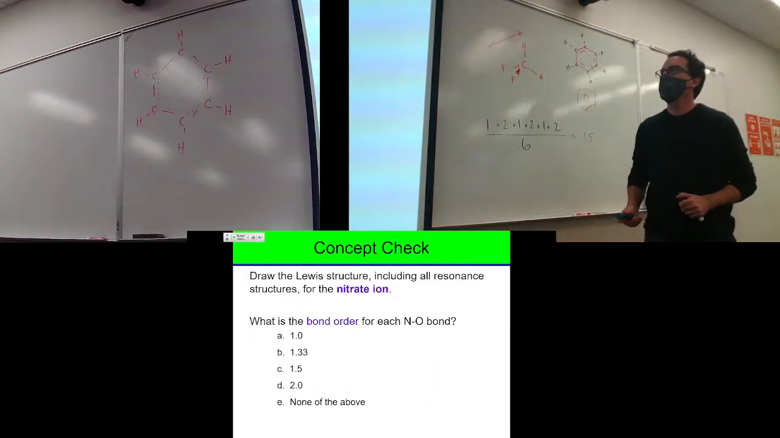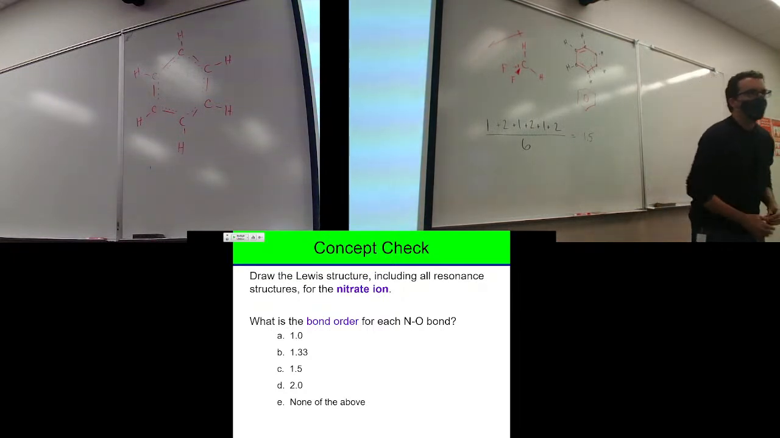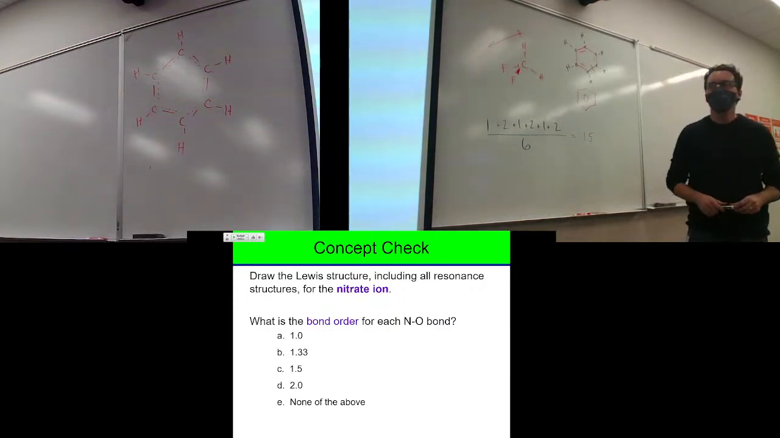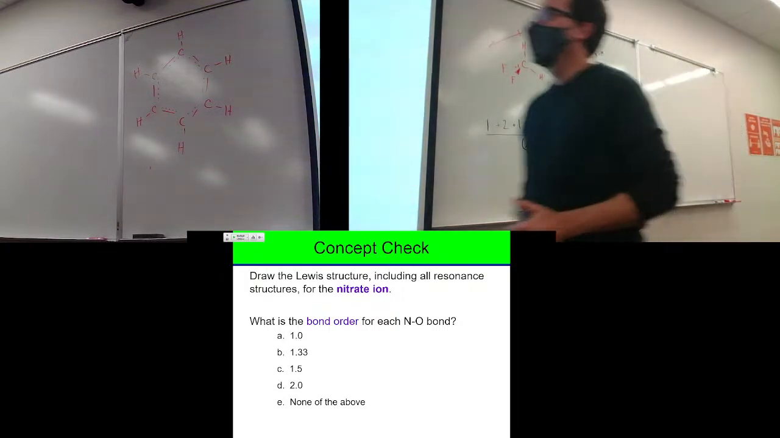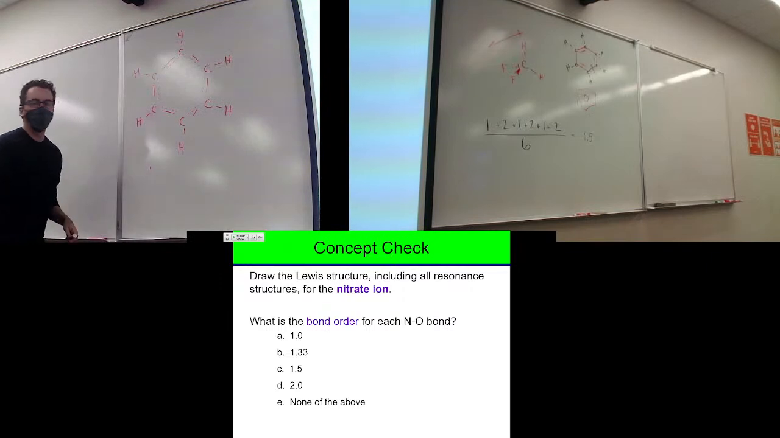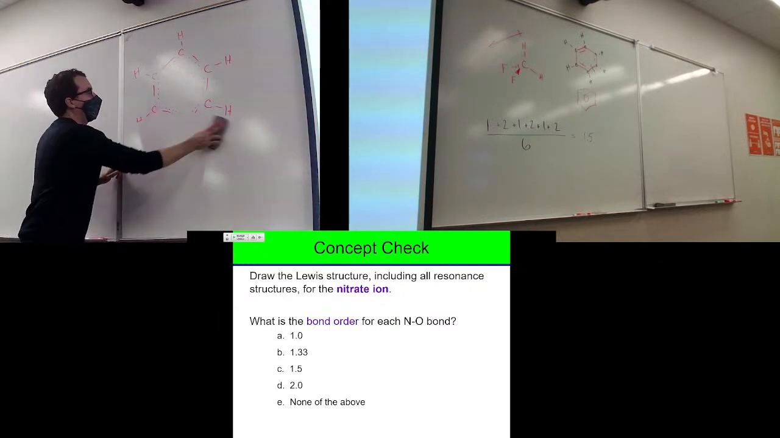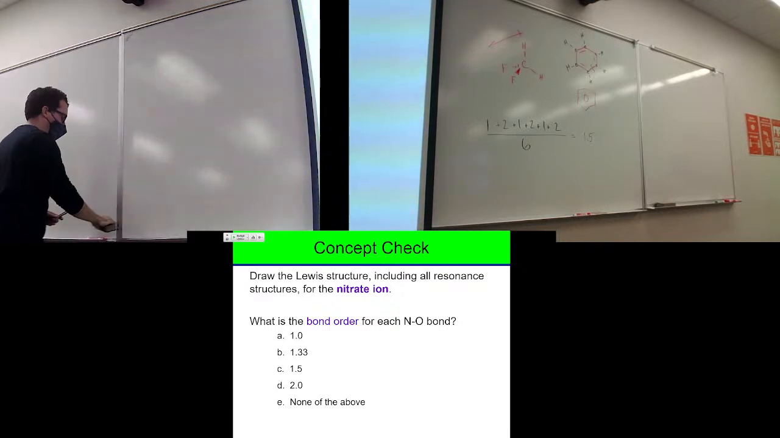So what if we did the nitrate ion? What's the bond order? So now that we know this kind of concept, what is the actual bond order in a nitrogen-oxygen bond for nitrate? So, what do we got to do? We got to draw the Lewis structure, and then we got to see if there's resonance structures, and then we got to calculate the actual bond order using an average. Feel free to try it on your own. I'm going to do it on the board too.